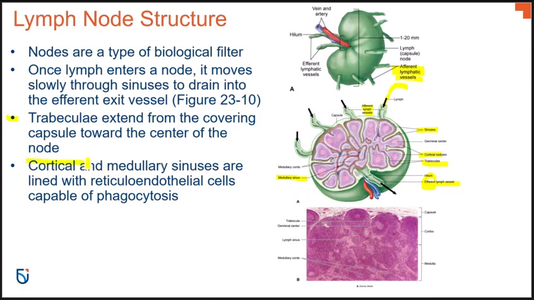Both the cortical and medullary sinuses are covered or lined in these cells that are called reticuloendothelial cells. And reticuloendothelial cells are kind of like macrophages, these large white blood cells, and they are capable of phagocytosis. And that's going to be a very important feature because of what our lymph nodes are aiming to do, which is clean up any pathogens and take care of any pathogens that are present within it.